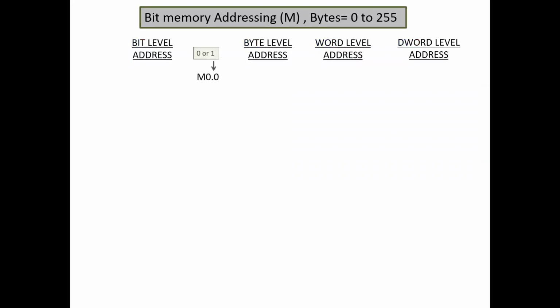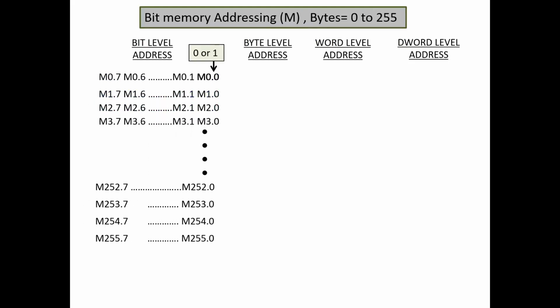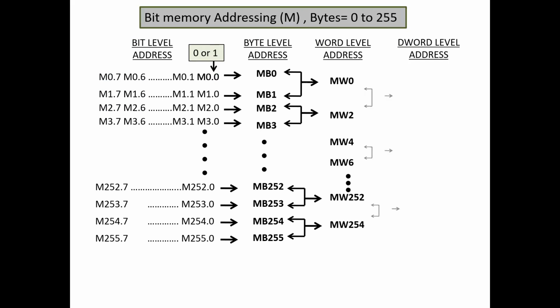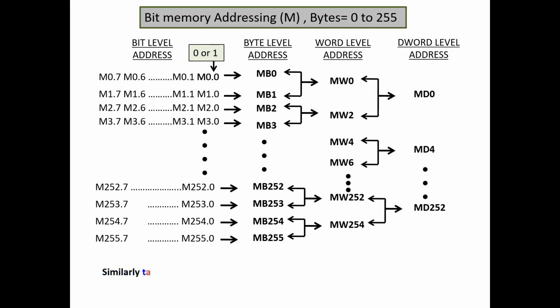Now bit memory addressing, M. This addressing you know already, right? M0.0 onwards it starts, to M0.7. So like this, M1.0 to M1.1, the addressing concept is the same here, just like written in the schematic, for byte address, word address, and double word address. For inputs I is the symbol, and for outputs Q is the symbol for a bit.